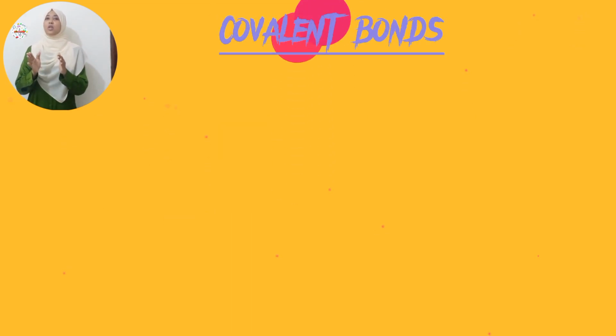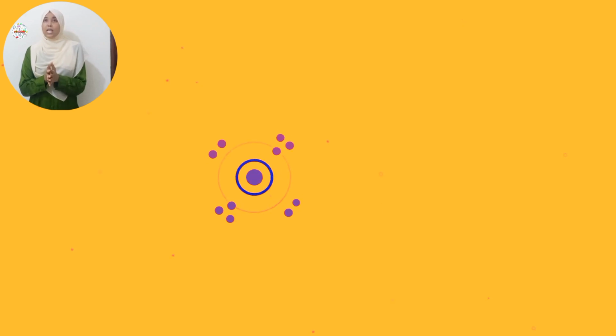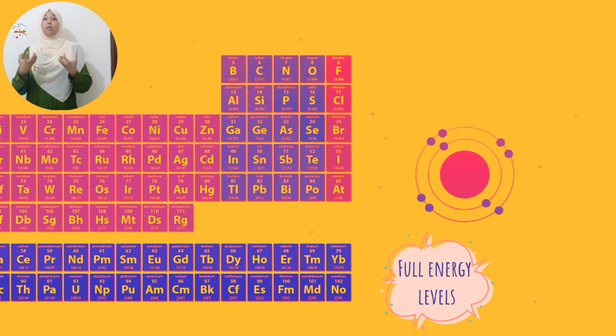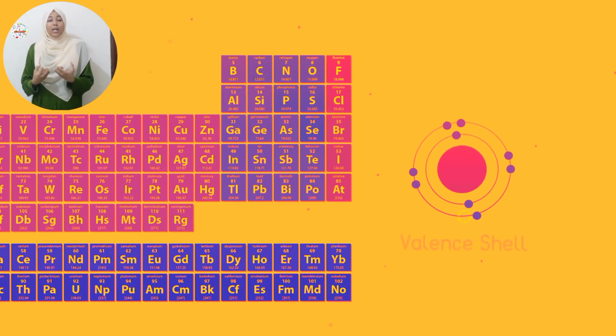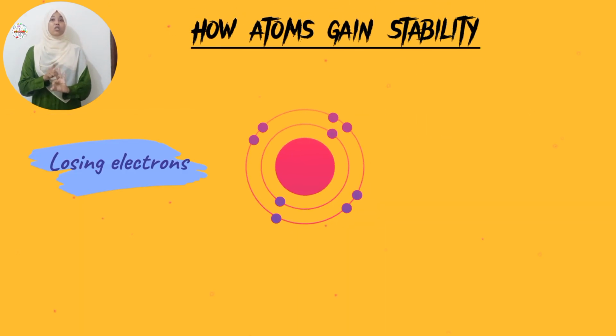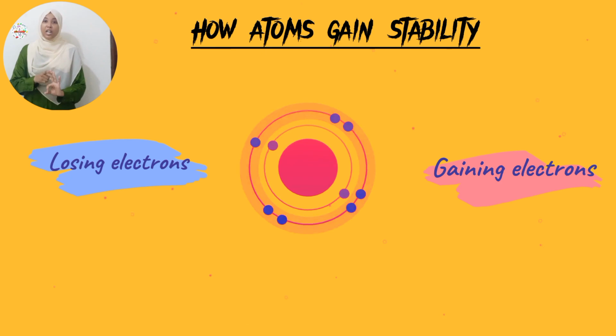Now, when we talk about atoms, except for those of noble gases, they are not stable. So in order for them to be stable, they need to have full energy levels. How can they have full energy levels? In three ways: either by losing electrons, gaining electrons, or sharing electrons.